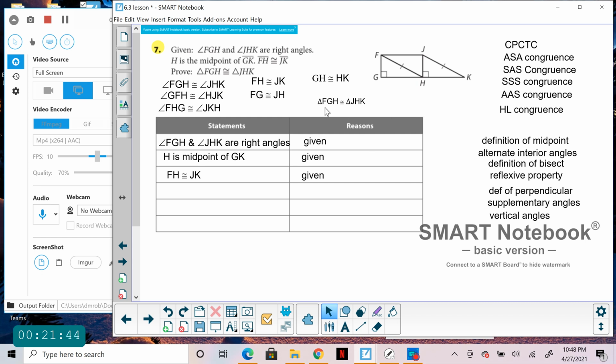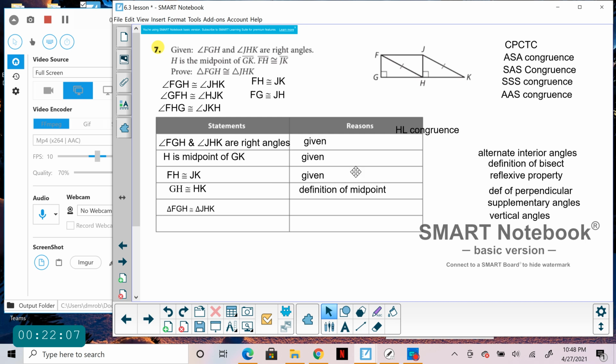So what can we get? Well, H is the midpoint of GK. That means GH is congruent to HK because that is the definition of midpoint. So now we have the hypotenuse and a leg in a right triangle. So we can say our triangles are congruent at this point by the hypotenuse leg congruence.